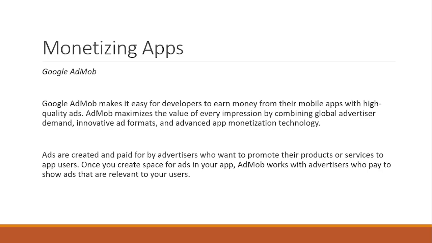Ads are created and paid for by advertisers who want to promote their products or services to app users. The companies give their ads to advertisers, who usually hand them over to Google. Then Google AdMob picks up the ads from the advertisers, and when there is an appropriate ad to display, it fetches it. Once you create space for ads in your application, AdMob works with advertisers who pay to show ads that are relevant to the users. Google AdMob takes care of it.